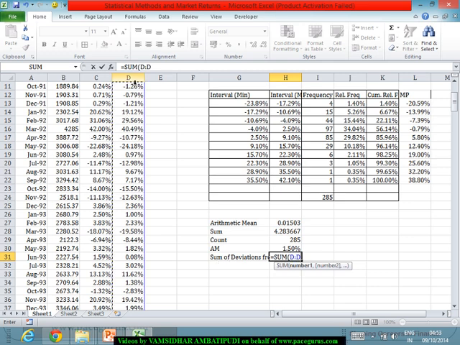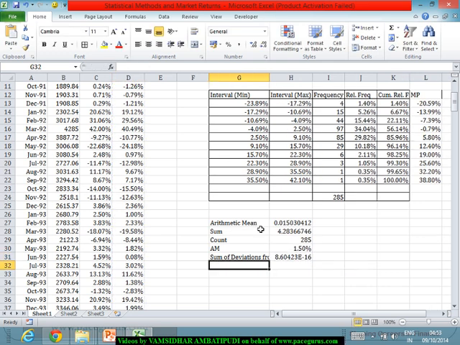The sum of deviations from the mean is almost 0, 10 to the power of minus 16. So almost a 0 kind of number is what is coming up. So that is one thing we may have to keep in mind. The deviation from the mean, if I take it as it is and sum up, is going to be 0.